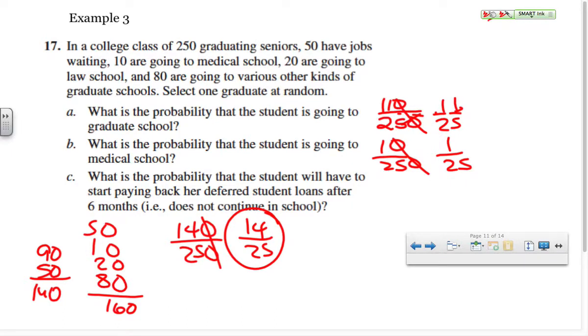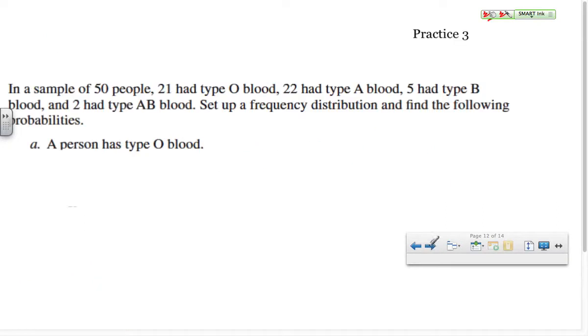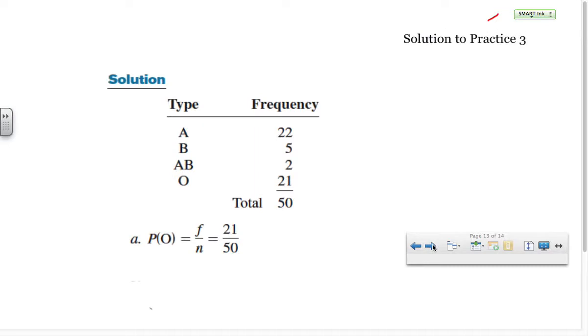I'm sorry. So, alrighty, let's do a practice problem. Okay. Pretty simple one. Pause, do the problem, check the solution. Okay, they set it up in a frequency table to do the solution. You don't necessarily have to do that. And that's it. I will see you tomorrow.